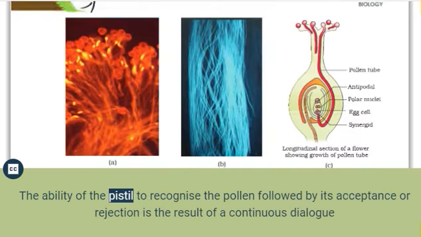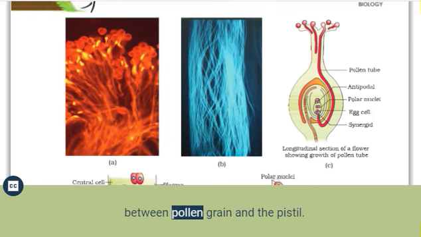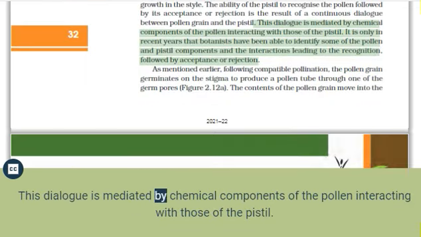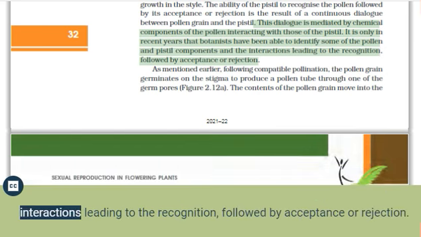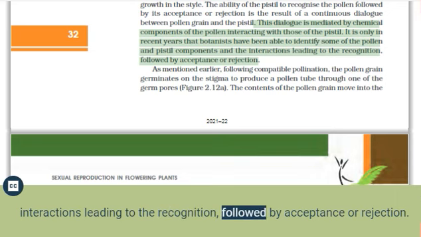The ability of the pistil to recognize the pollen followed by its acceptance or rejection is the result of a continuous dialogue between pollen grain and the pistil. This dialogue is mediated by chemical components of the pollen interacting with those of the pistil. It is only in recent years that botanists have been able to identify some of the pollen and pistil components and the interactions leading to the recognition, followed by acceptance or rejection.